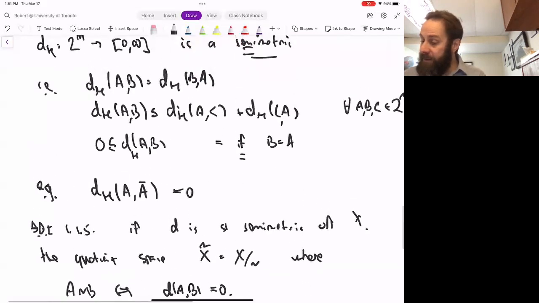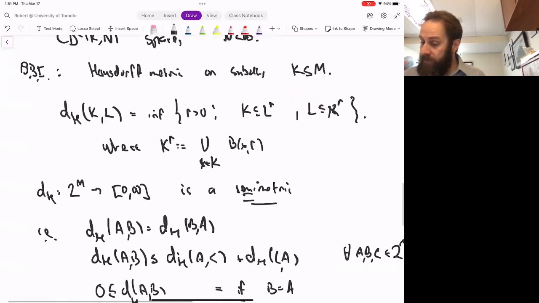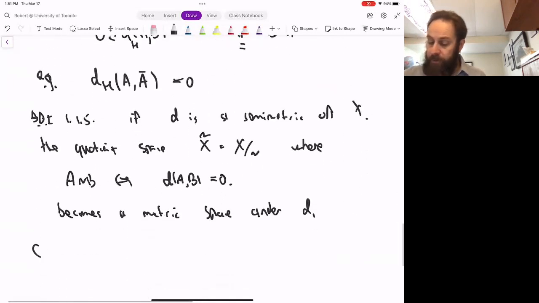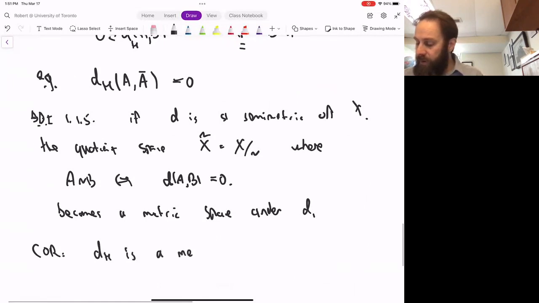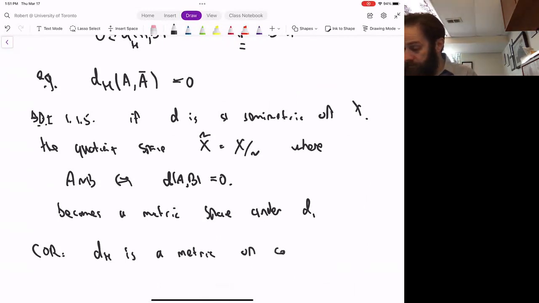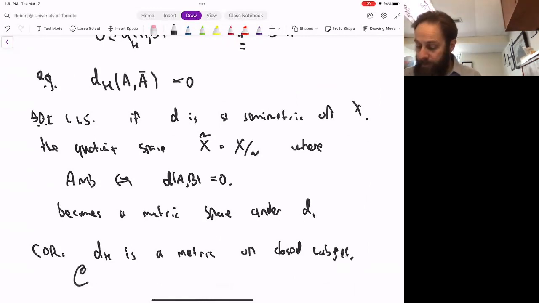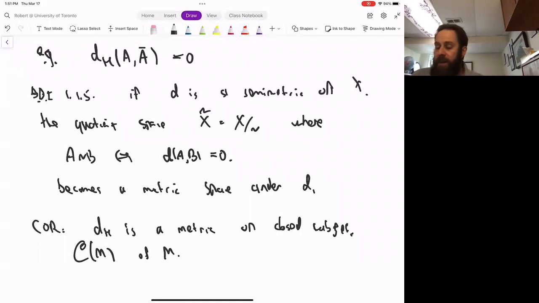And so basically, a corollary of this is that d_H is a metric on closed sets. And maybe I'll call the closed sets CM of M. So that's great. But so far we're always comparing subsets of a single space, and what we really want to compare are different metric spaces to each other.